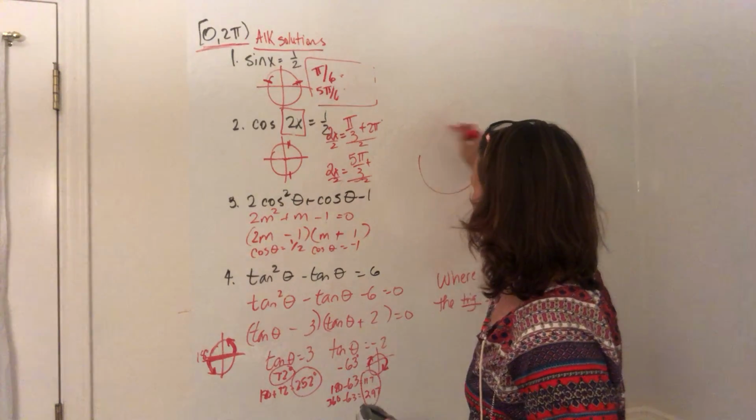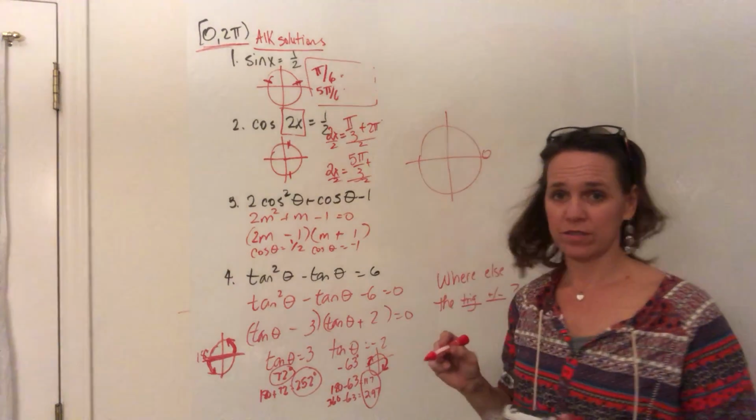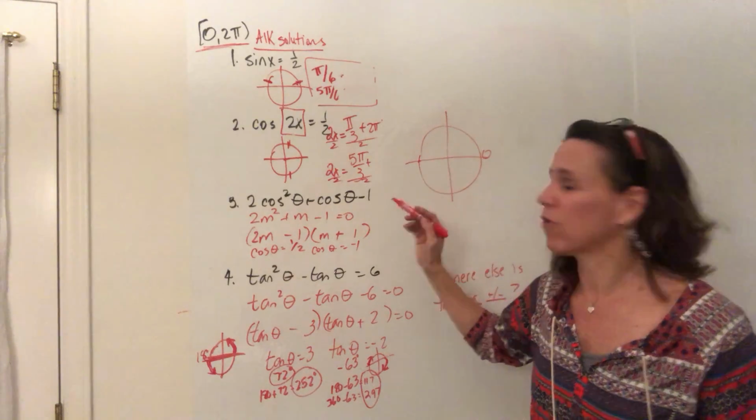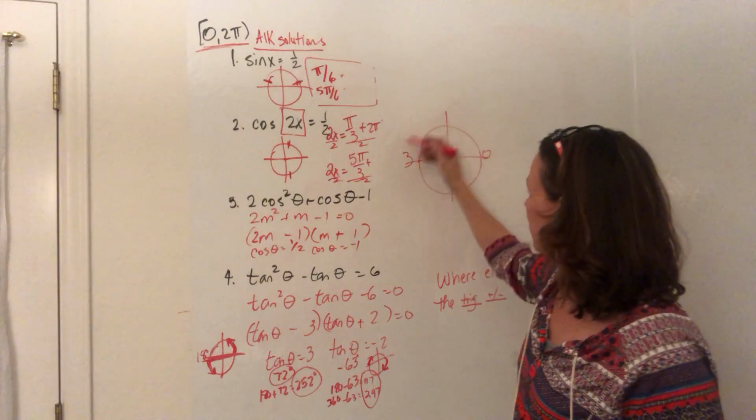On the unit circle, okay, this is 0. This right here is pi, which is 3.14. We're going to call it about 3, right? That's cool. So halfway around, this is 1.5.